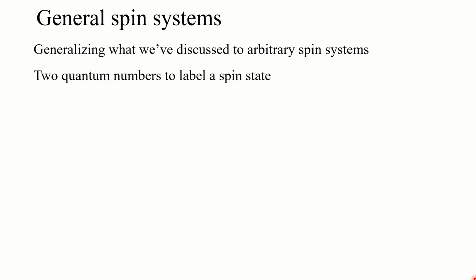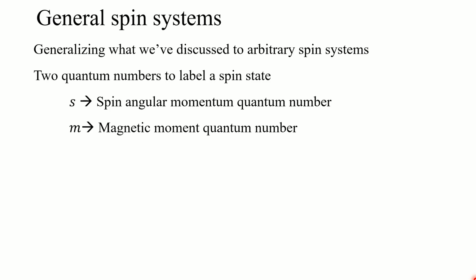With general spin systems, we're going to need to know two quantum numbers to label that spin state. One is S, the spin angular momentum quantum number, which is essentially the total spin type of system we're looking at. Is it 1/2? Is it a spin 1, a spin 0, a spin 2? And then there's M, the magnetic moment quantum number, or the spin component quantum number, which is the state that it's in projected to the basis you're looking at. For the spin 1/2 state, we were either spin 1/2 or spin minus 1/2.